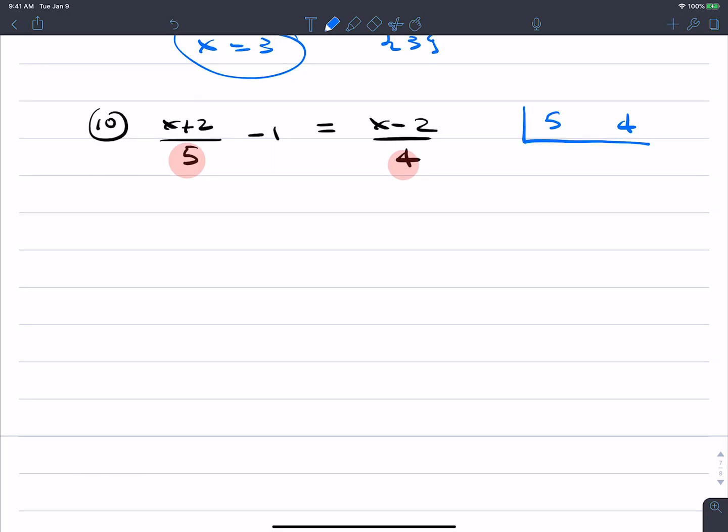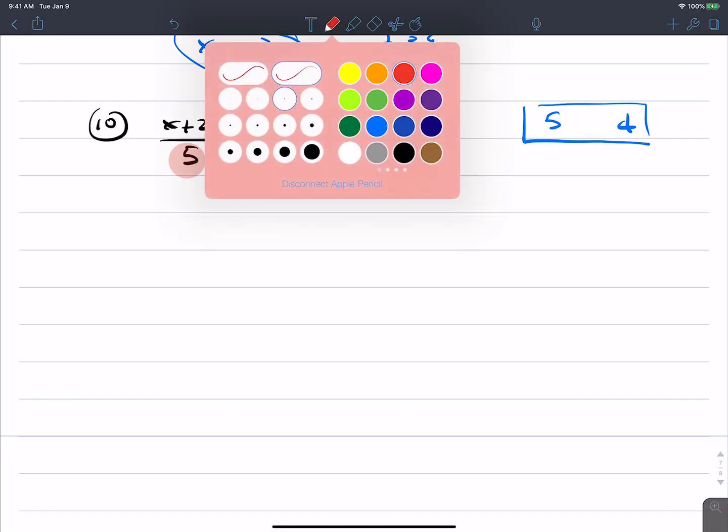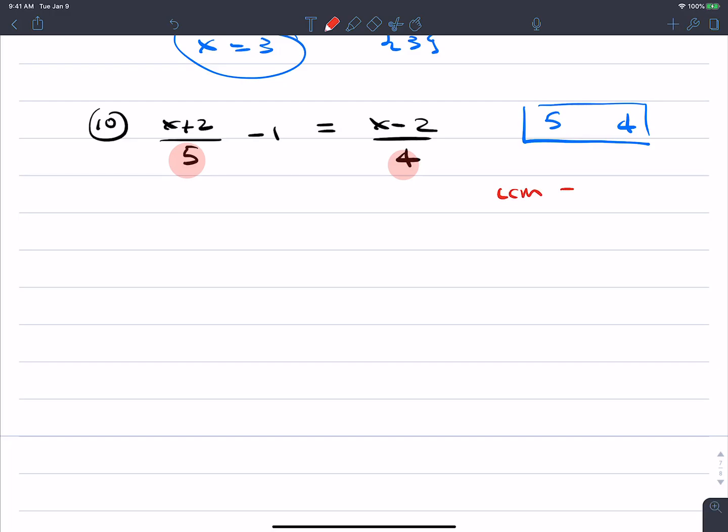Okay, give me a prime that goes into both of these terms. No. There is none. What does that mean? That means you're done. What's the LCM? 20. Yeah, 5 times 4. LCM is actually 20. There you guys go.